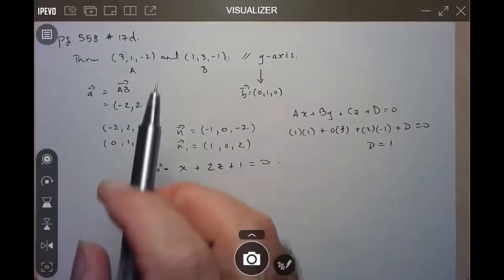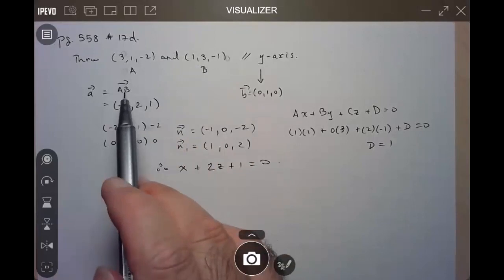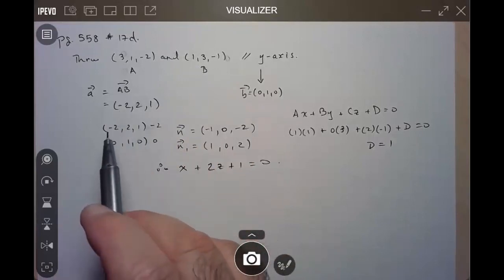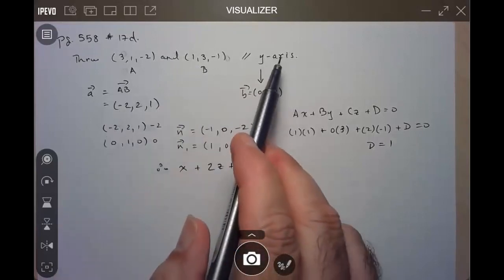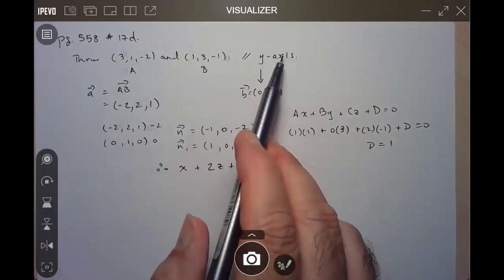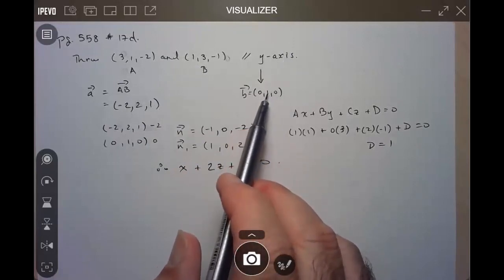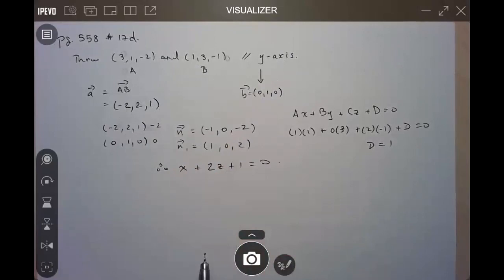So again, given 2 points, you can create one direction vector. And because you know that the plane is parallel to this line, any direction vector of the line can be used as your second direction vector. Any questions on this one here? No, all right, let's move on.